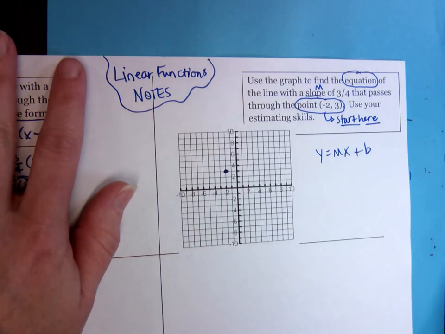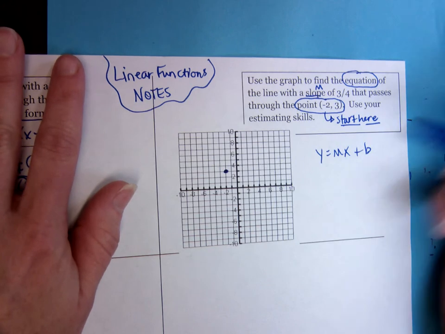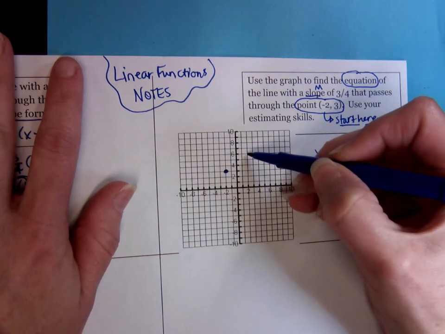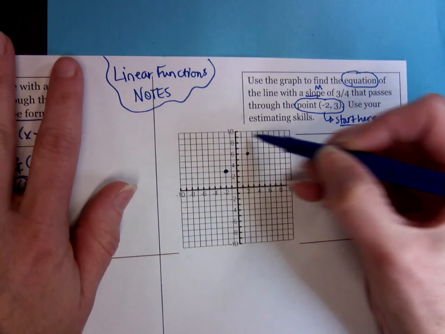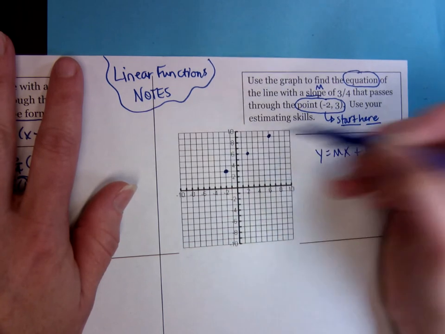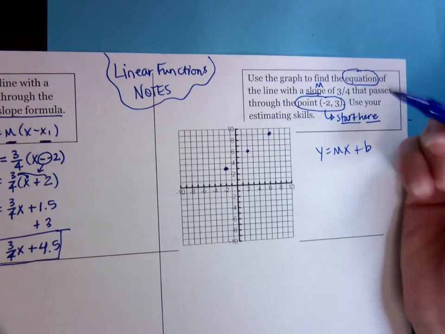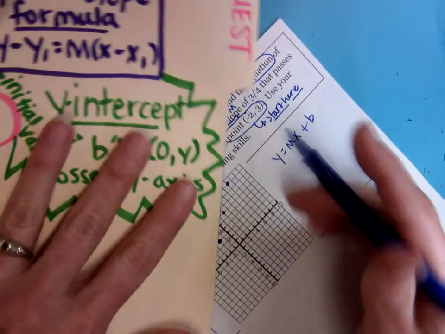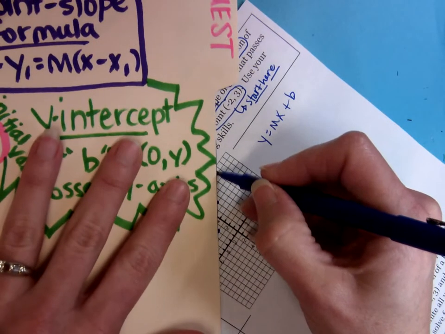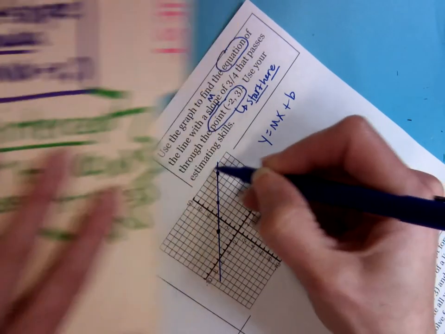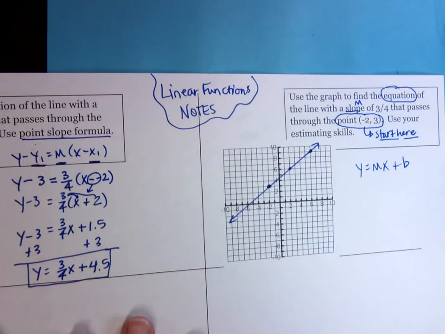And then, what did you say, Blake? You said to go up 3 and right 4. And do that again, up 3 and right 4. You can use your folder to draw a straight line through those 3 points. And then it says, use your estimating skills to finish the equation.